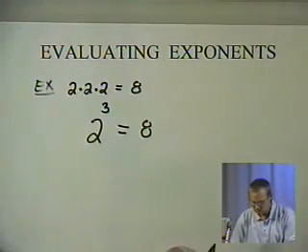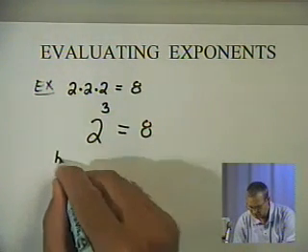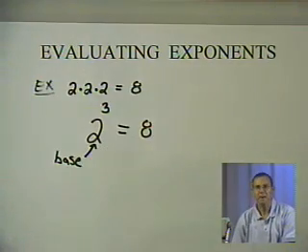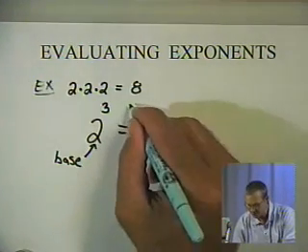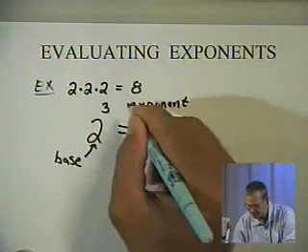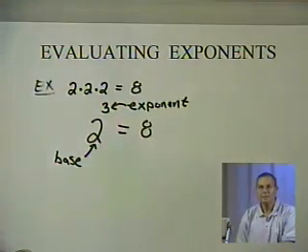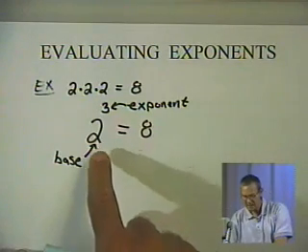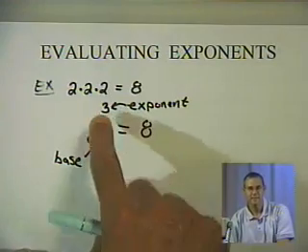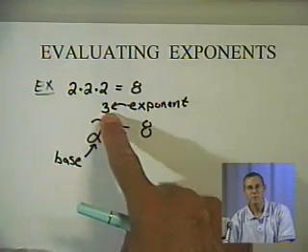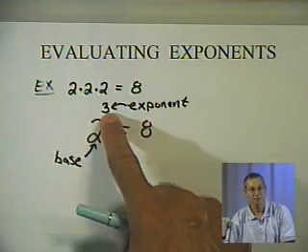So a little bit of notation here. The 2 in this case is going to be known as the base, and the 3 is our exponent. Now the big mistake that a lot of beginning mathematicians make is that they say 2 times 3. That's not the way we read this. We read this as 2 cubed, which is 2 times 2 times 2.